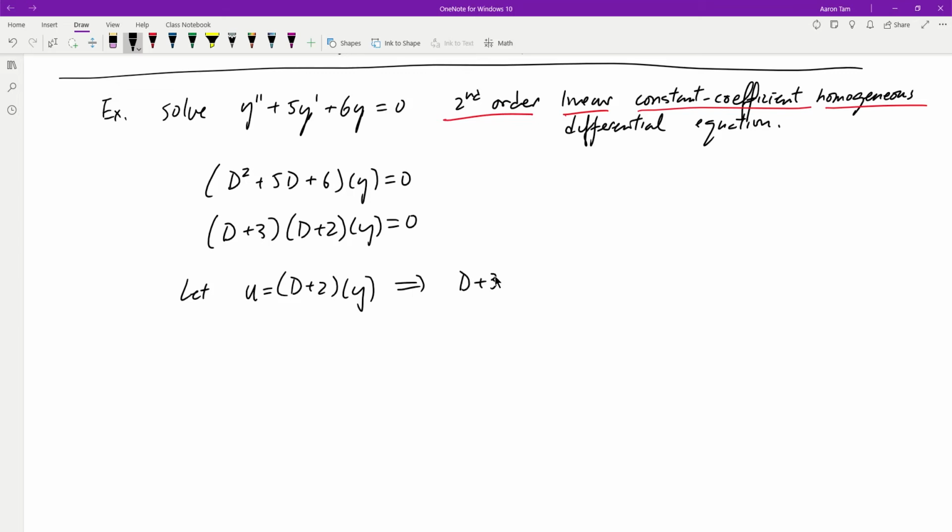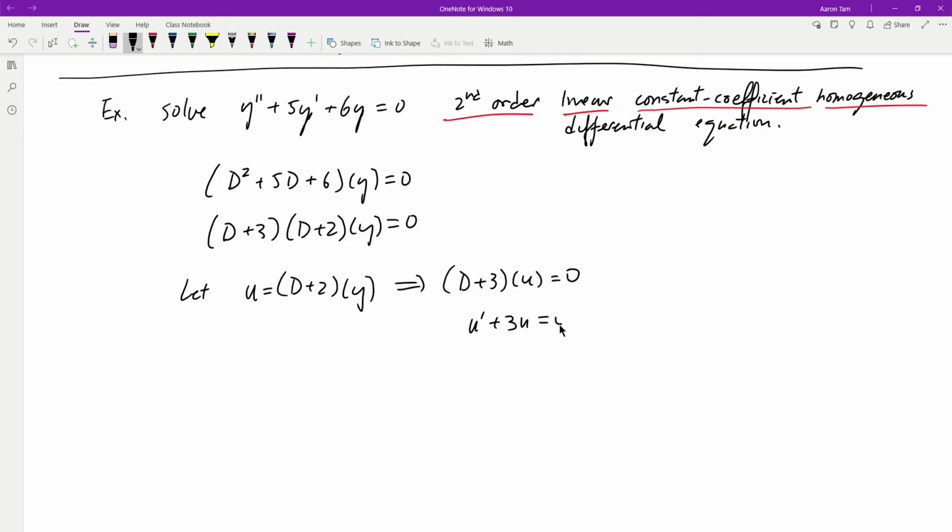And remember, we're still trying to solve for y. But we're going to try to create this intermediate step, and therefore imply that (D plus 3) of u would equal 0. Now, that is a first order differential equation, and it is still linear. The fact that we separate and make the substitution still maintains it to be linear.